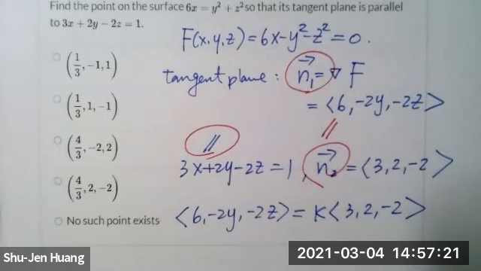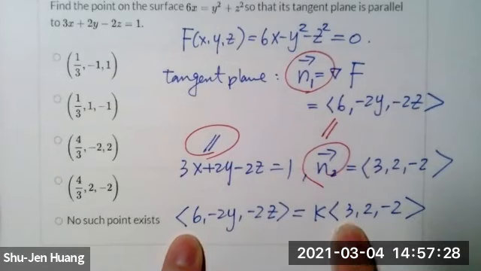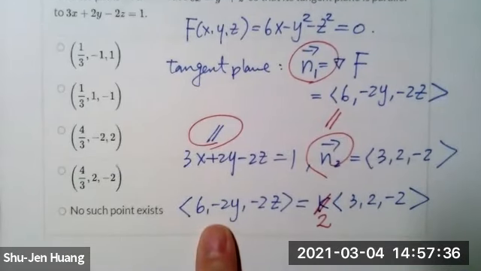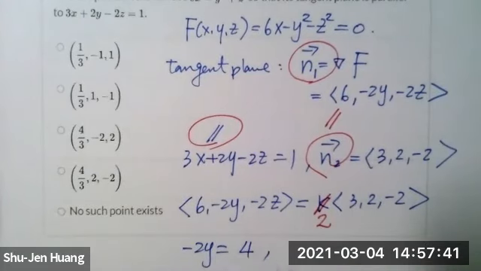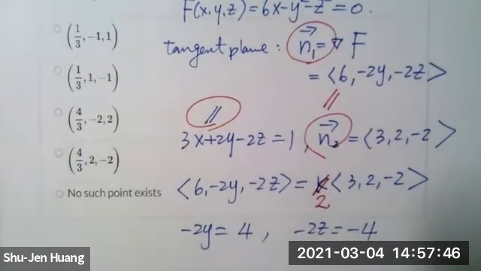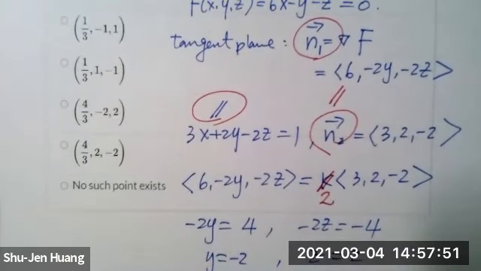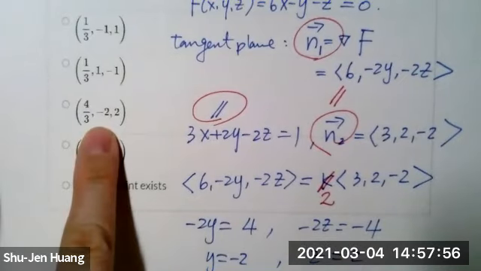Can you tell me what's the k value? Look at the first component. What's the k value? k equal to 2, right? So now from here, you can solve for y and z. The second component equals 4, and the third component equals minus 4. So you can find the y and the z value. So y equals minus 2 and z equals 2.